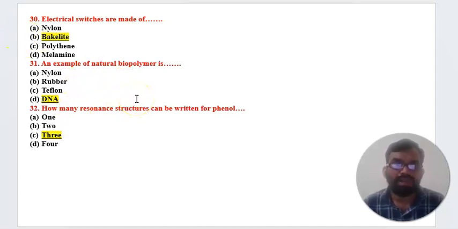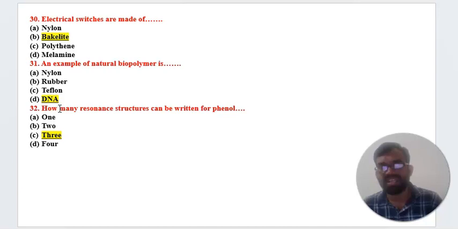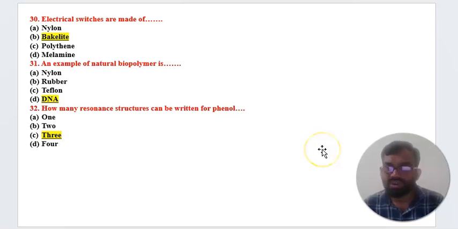Next one: how many resonance structures can be written for phenol? Phenol has a benzene ring and a hydroxy group, OH. You can see the options here, 1, 2, 3 and 4. For phenol you can write 3 resonance structures. The benzene ring and the OH hydroxy group are present, so for the phenol structure you can write 3 resonance structures.